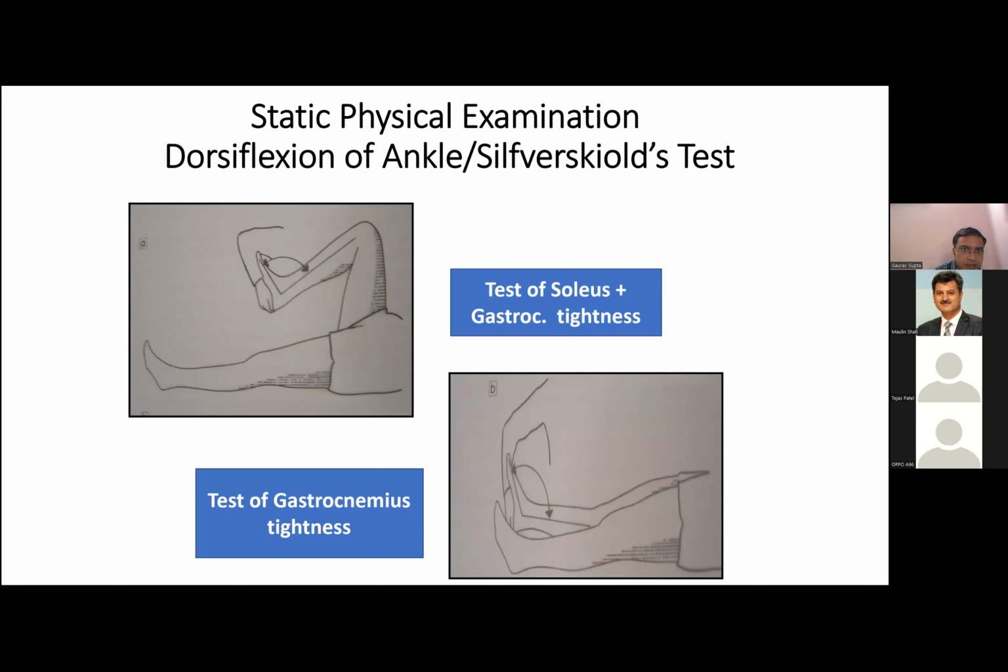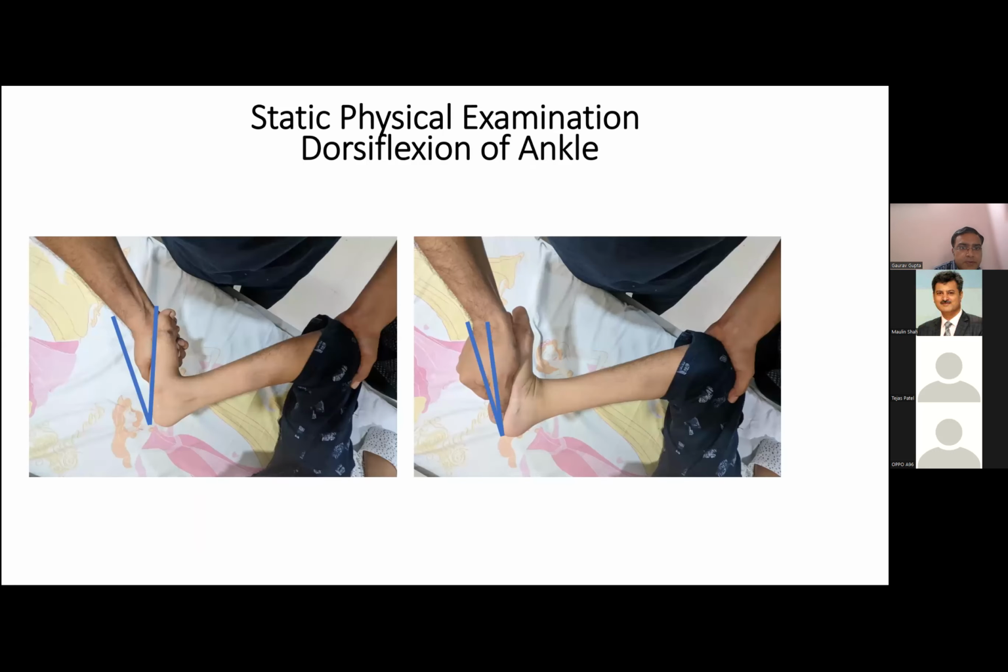So if the angle is better, or dorsiflexion is more in knee flexion but less in knee extension, then it suggests that there is gastrocnemius tightness. Whereas if the angle is the same, dorsiflexion is the same in both knee extension and flexion, but it is less than the opposite side, then it suggests that there is tightness of both soleus and gastrocnemius. So an important point as suggested by Sir is that it should be done in slight inversion and not in eversion.